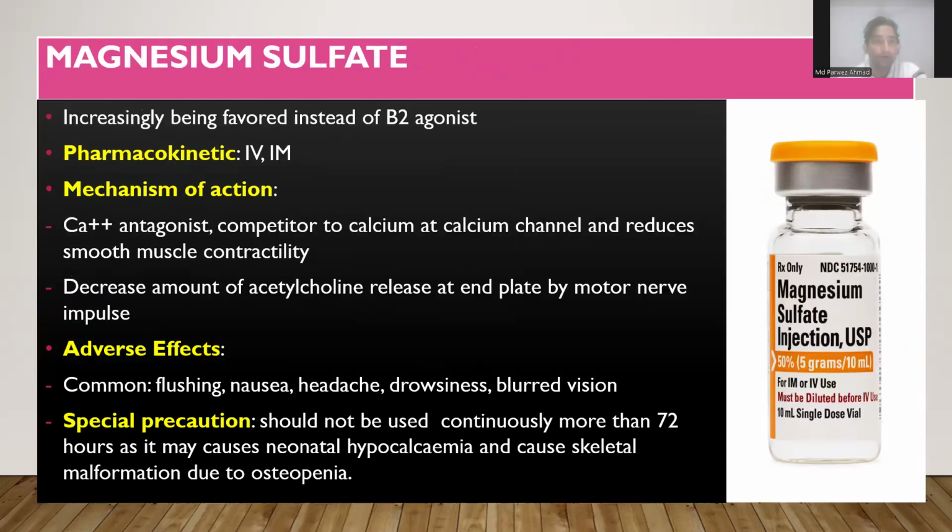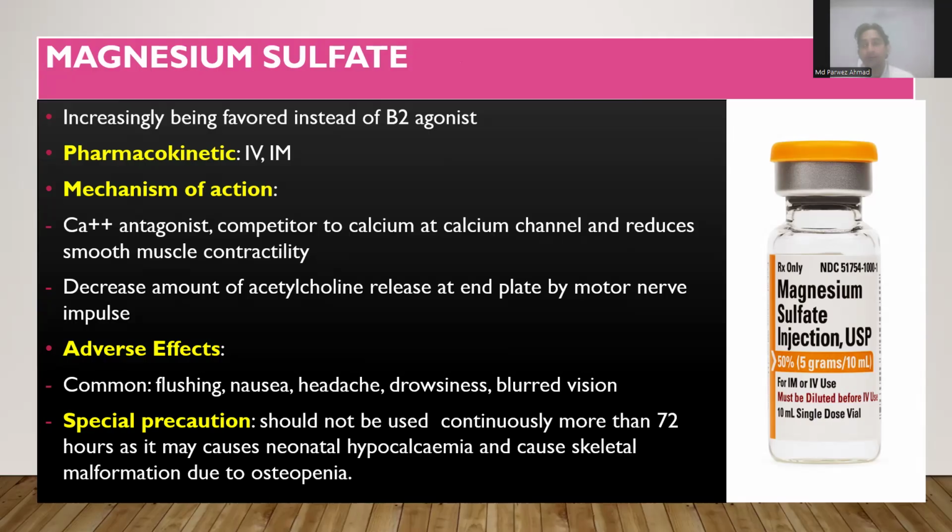Now move to the next category of drug, magnesium sulfate. It is a very important drug nowadays because it has a fetal neuroprotection ability. That's why we use these drugs, especially in case of preeclampsia and eclampsia like conditions. These are given either IV or intramuscular. How does it work? Basically, it has an antagonistic action on calcium and also inhibits the calcium channel. This is the mechanism of action of magnesium sulfate.